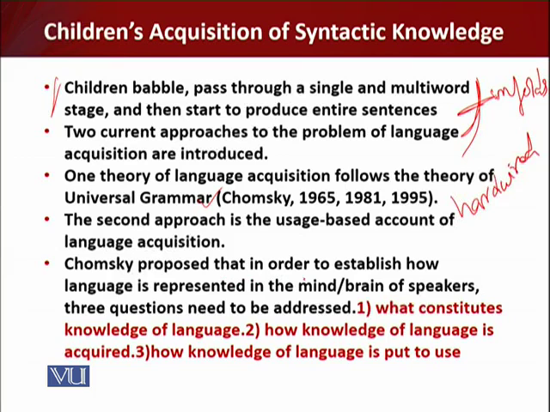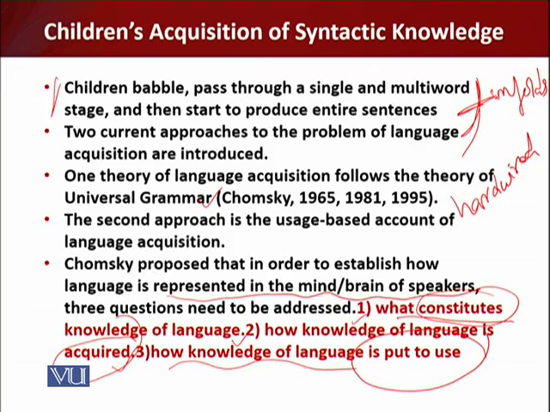Chomsky proposed that in order to establish how language is represented in the mind and brain of speakers, three questions need to be addressed. Number one, what constitutes knowledge of language? Number two, how is knowledge of language acquired? And number three, how is knowledge of language put to use? So these are the constituents of the knowledge of language, its acquisition, and its usage. These are the three questions that need to be addressed in Chomsky's view.